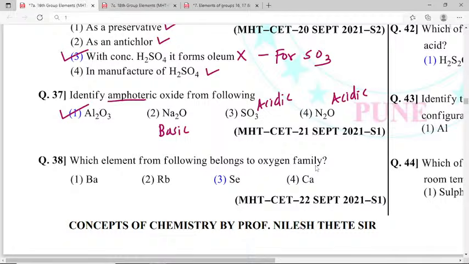Which element from following belong to oxygen family? Oxygen family: oxygen, sulfur, selenium, tellurium, polonium. So selenium is the answer. Oxygen family is also called chalcogens. Chalcogens stand for the group 16.